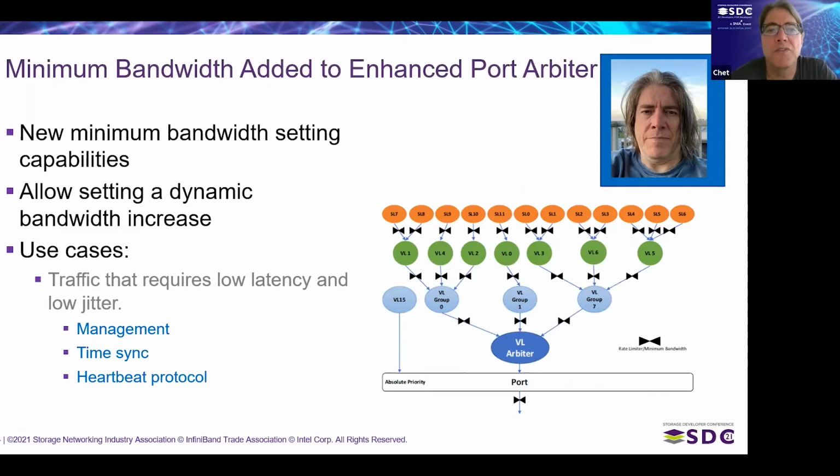Another change was added bandwidth enhancements for the enhanced port arbiter. These are new minimum bandwidth setting capabilities and allow dynamic bandwidth increases. So traffic requiring low latency and low jitter, such as management, time sync, and heartbeat protocols, could take advantage of these new additions.